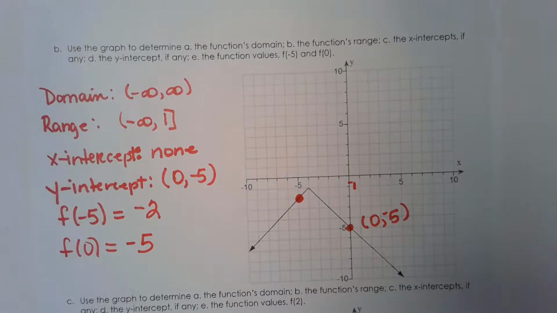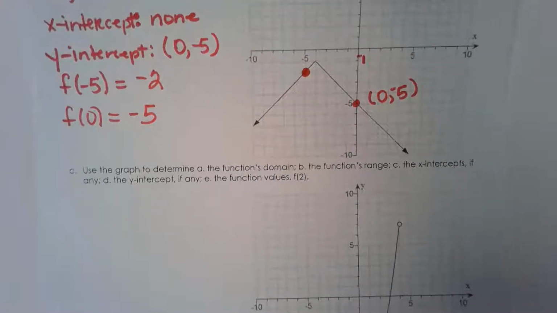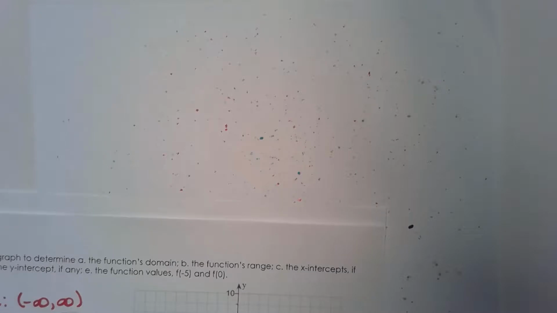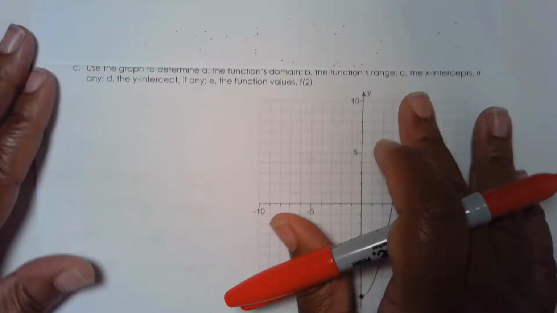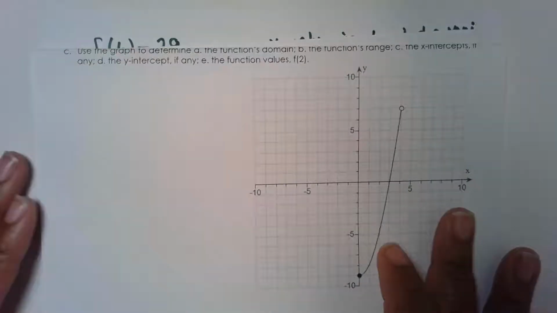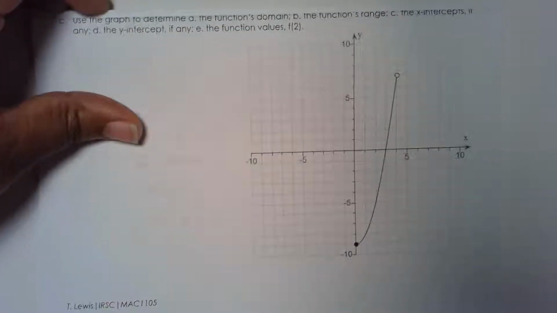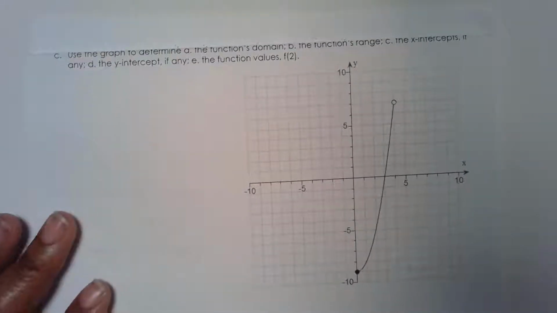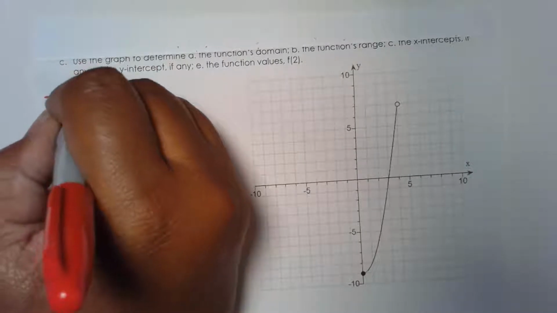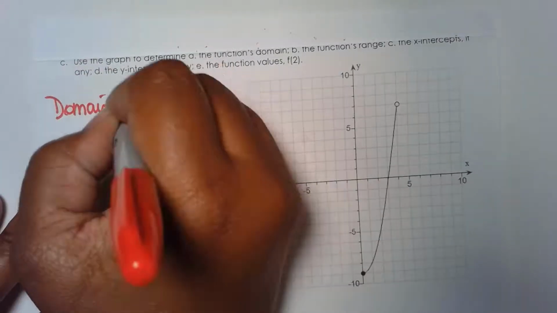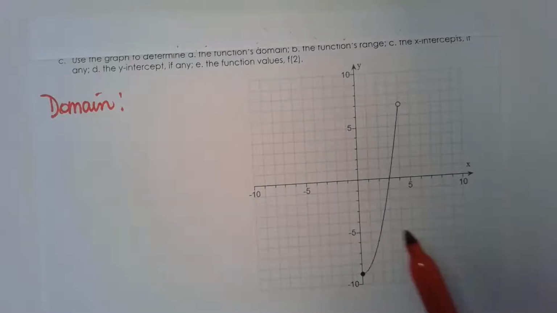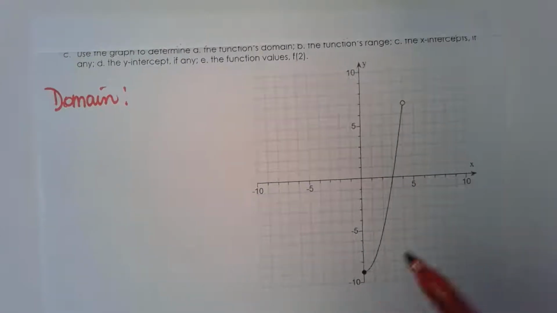All right, here we go. Let's look at the next example. Same questions apply. All right, so we want to find the domain. Now this is really good because we don't have arrows at the end. We have an open segment and we have a closed segment. Okay, open circle, closed circle.